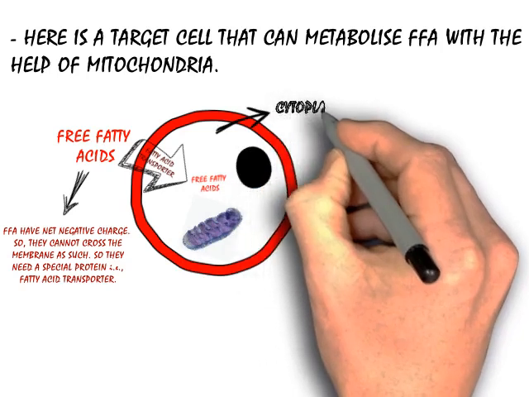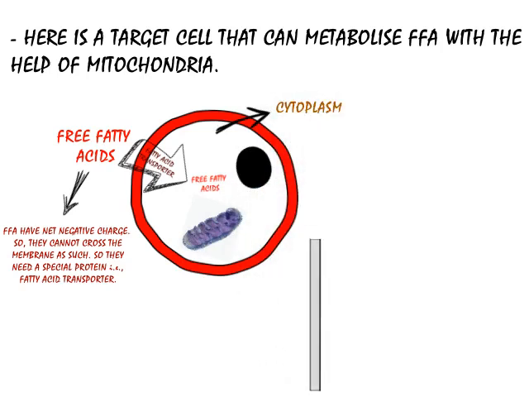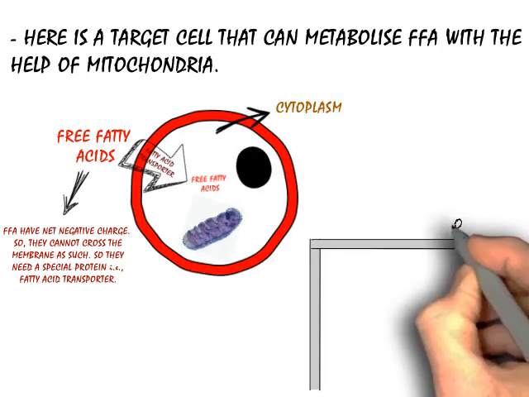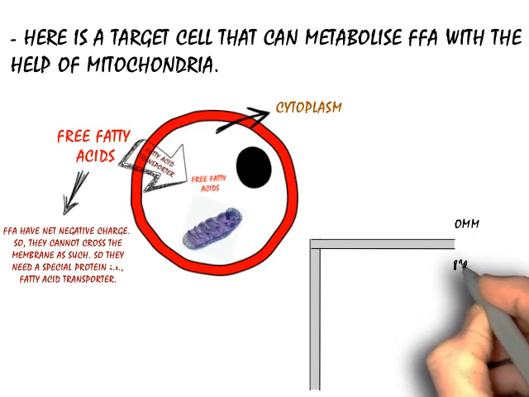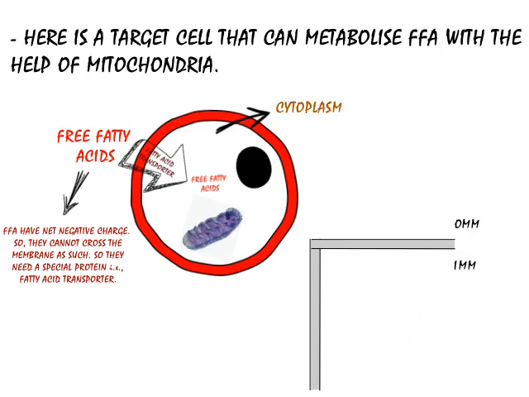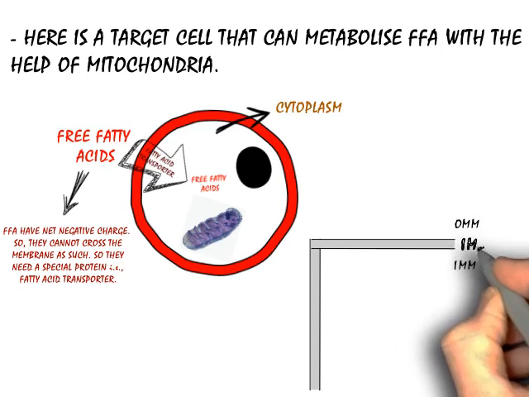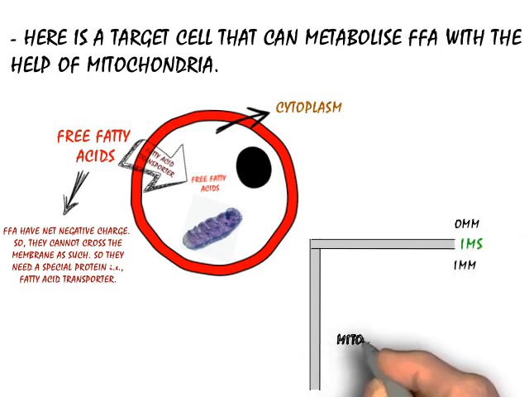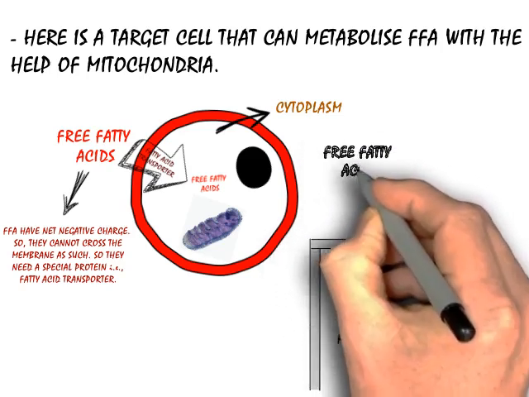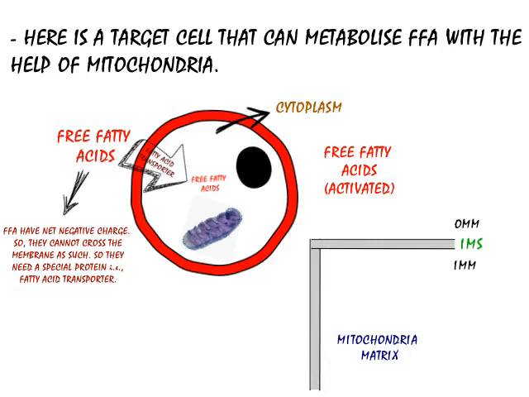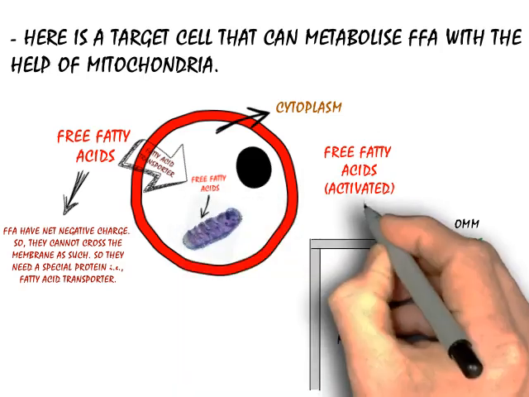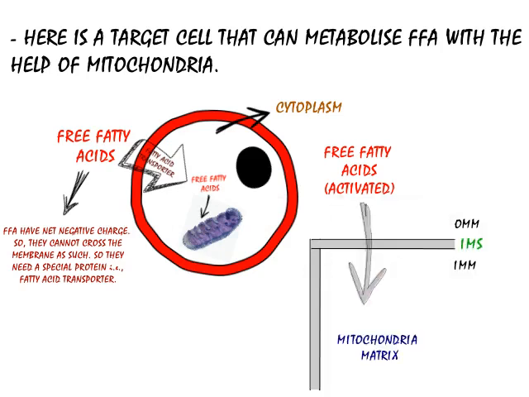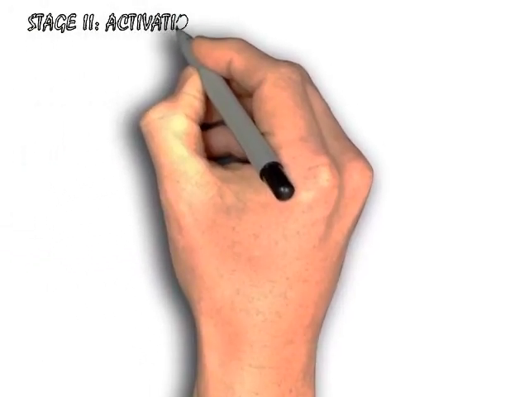Now we will talk about the free fatty acid transport into the mitochondria. To understand this, we will first look at the membranes of the mitochondria. The outer membrane is the outer mitochondrial membrane, and the inner membrane is the inner mitochondrial membrane, and between them we have the intermembrane space. Inside the inner mitochondrial membrane we have the mitochondrial matrix. The free fatty acids which need to be transported into the mitochondria need to be activated, because the free fatty acids cannot utilize mitochondria as such.